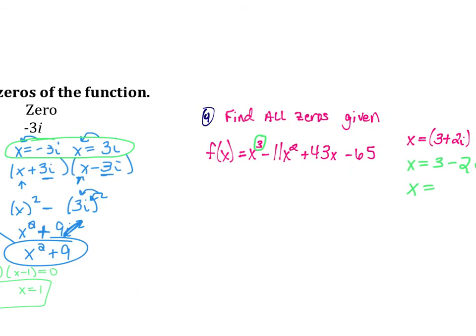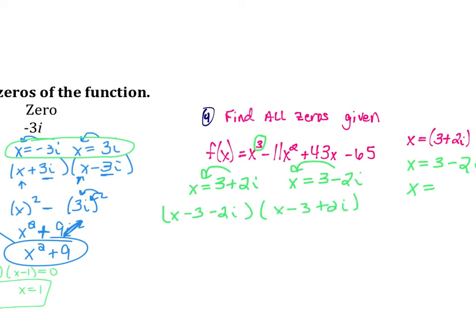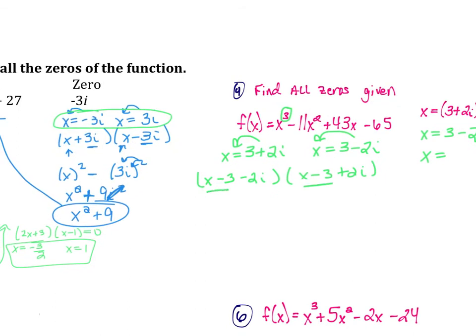So the first thing I'm going to do is take my x equals 3 plus 2i and x equals 3 minus 2i, and I'm going to multiply these together. So I'm going to be left with x minus 3 minus 2i, x minus 3 plus 2i. Now we can use a little shortcut. What shortcut? I have x minus 3 quantity squared minus the second term, 2i, squared.